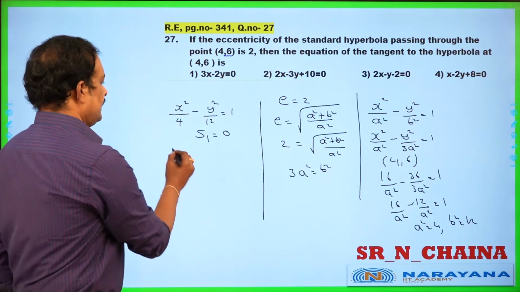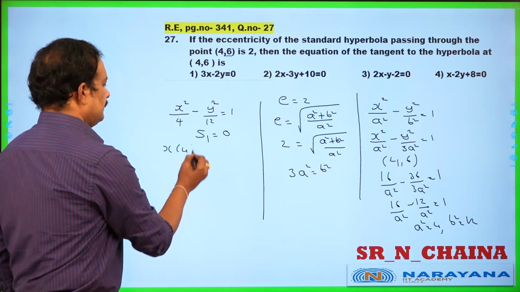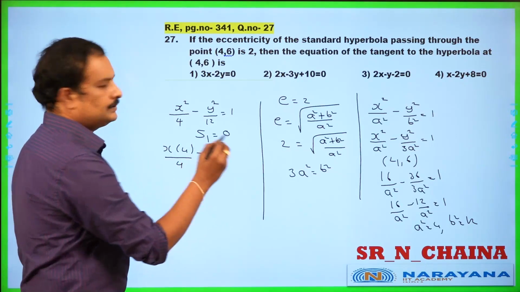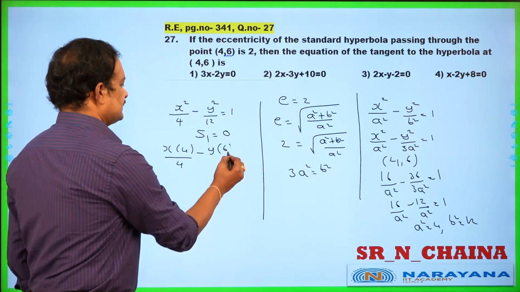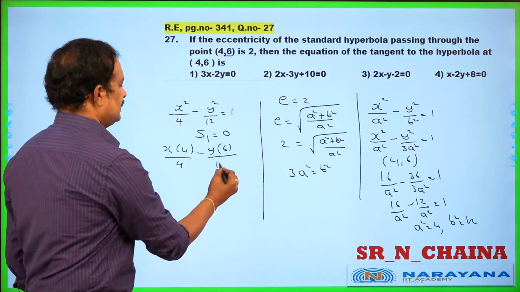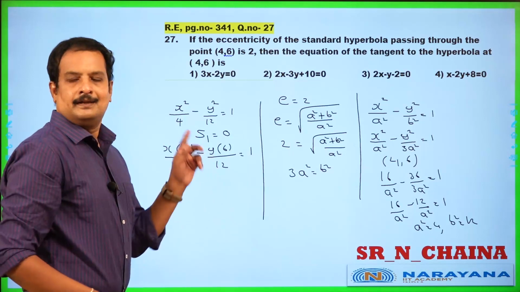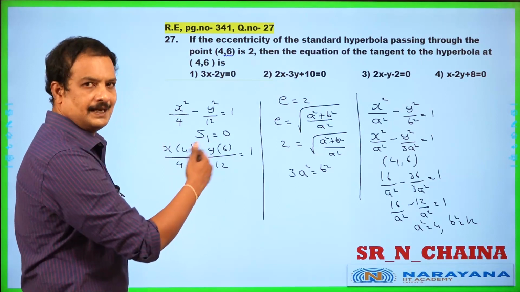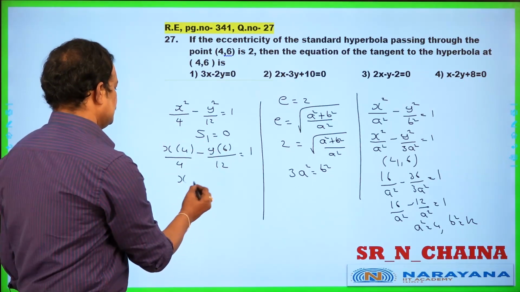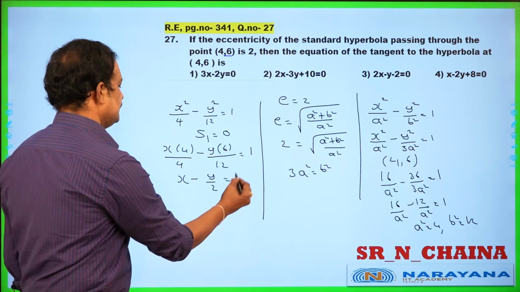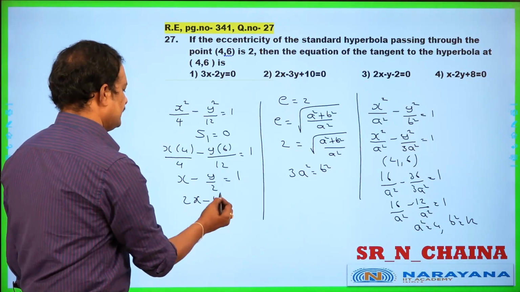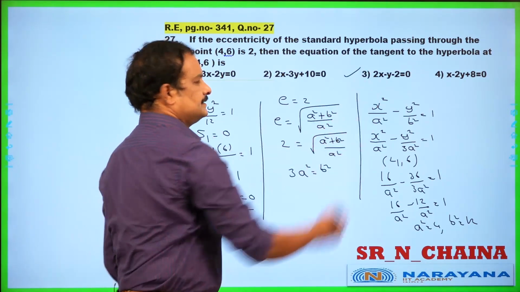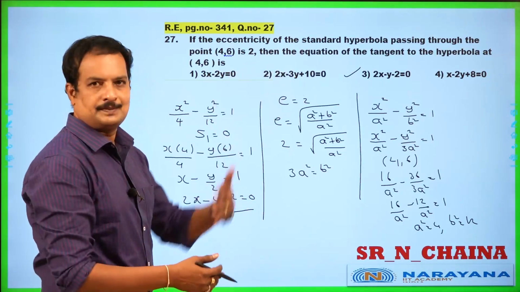So what is S1 equal to 0? xx1 by a square, so x into 4 by the 4 here, minus yy1 by b square. So y into y1. What is the y1 here? That is 6 by the b square. B square is 12. So this is equal to 1. Equation of the tangent at the point x1, y1. So this is x minus y by 2 is equal to 1, or 2x minus y minus 2 equal to 0. Okay, so this is the answer. Of course, we can easily identify that one from the options once you get it.